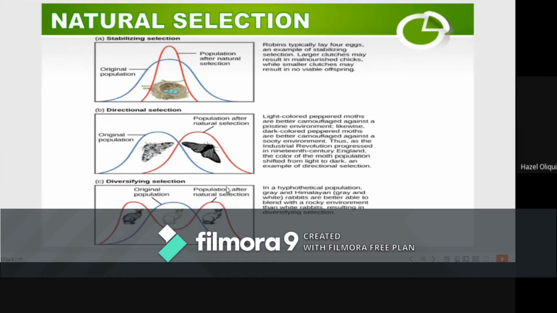In directional selection, a change in the environment shifts the spectrum of phenotypes observed. Bright-colored peppered moths are better camouflaged against a pristine environment. Likewise, dark-colored peppered moths are better camouflaged against a sooty environment. Thus, as the Industrial Revolution progressed in the 19th century, the color of the moth population shifted from light to dark. It's an example of directional selection.